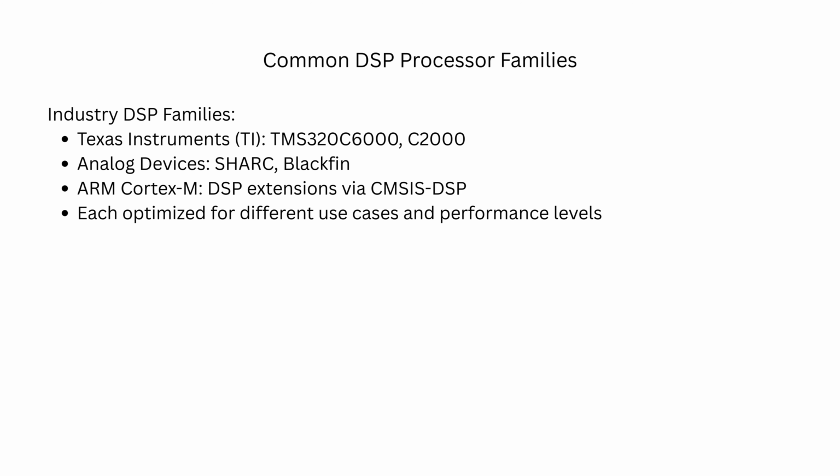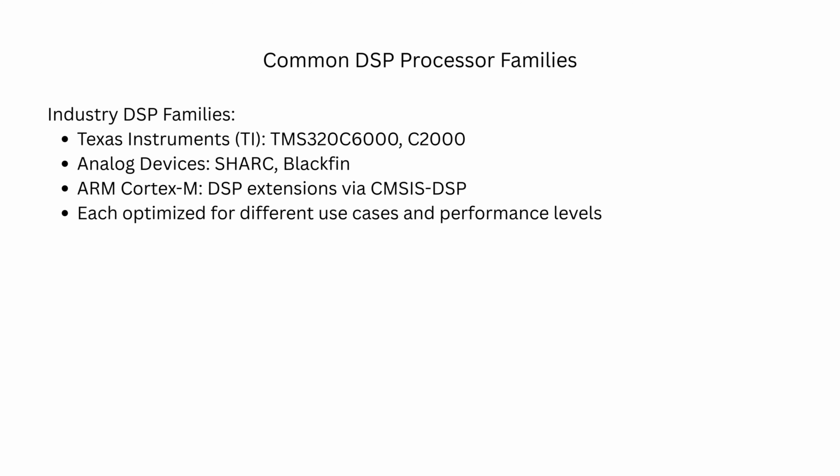Several processor families are widely used in industry for DSP applications. Some of the prominent ones include Texas Instruments, TI, TMS320C6000 and C2000 series. Analog Devices, SHARC and Blackfin processors. ARM Cortex-M series. Some variants include DSP extensions using CMSIS DSP libraries.